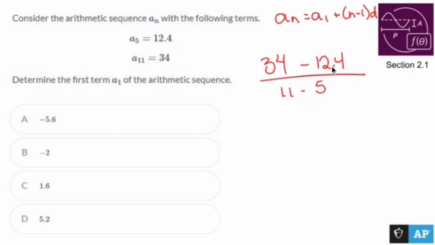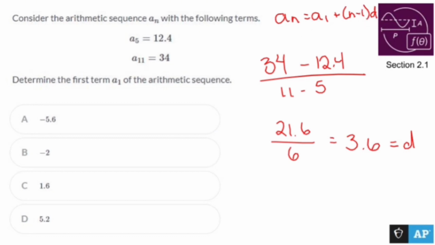So I'm using the average rate of change formula to find the common difference. So 34 minus 12.4 is going to be 21.6 over 6. So that is 3 because 6 goes into 18 3 times. That gives you 3.6 left over, 3.6. So that is my common difference. My common difference is 3.6. Now I have enough information where I can do the rest of this.